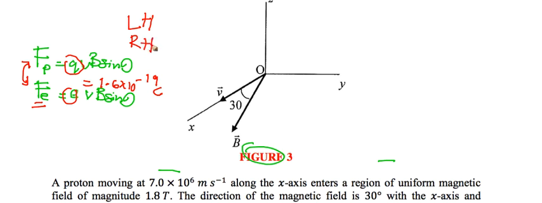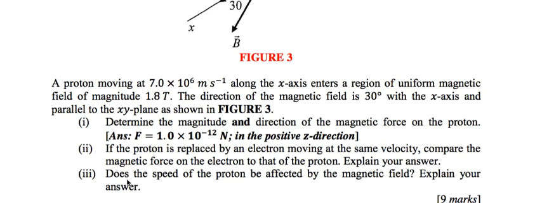So if you use the right hand, with the direction of B here and the direction of V here, your thumb points downward, meaning this is negative Z. This is the opposite direction to the first situation, the proton, compared to the electron. And the next, number 3, asks whether the speed of the proton is affected by the magnetic field. The answer is no, because we have no change of energy, right?